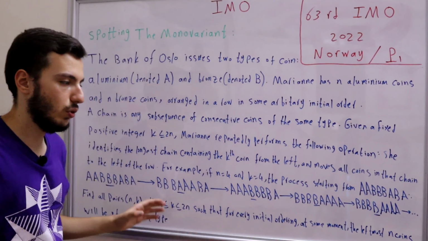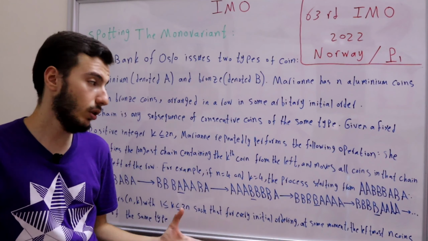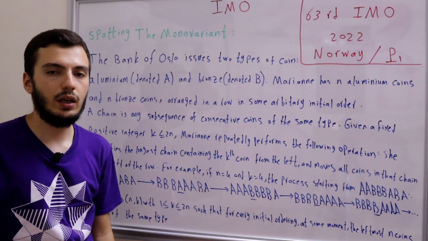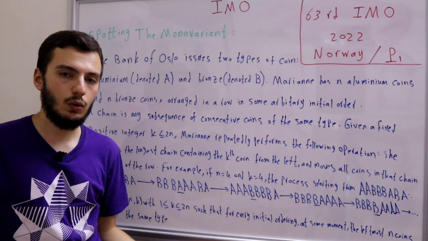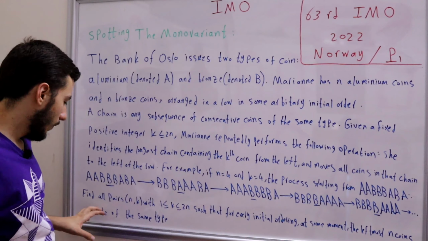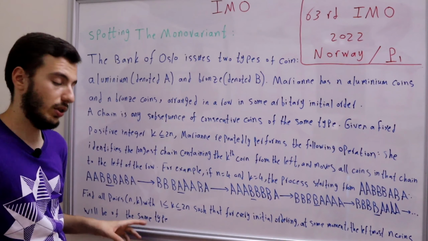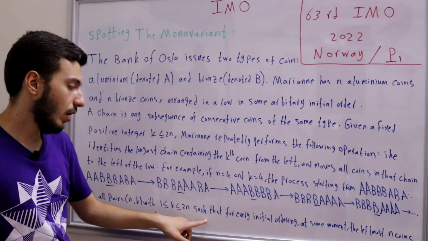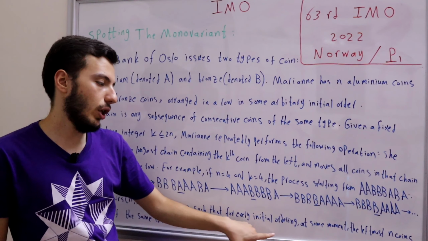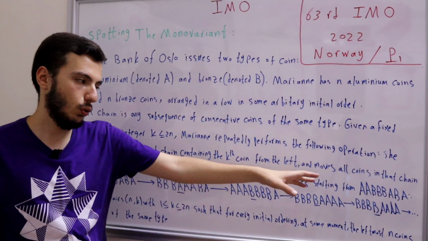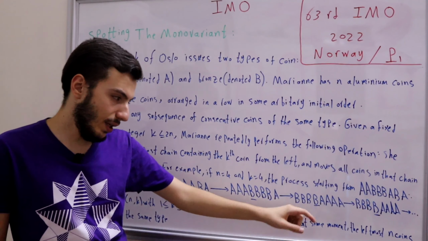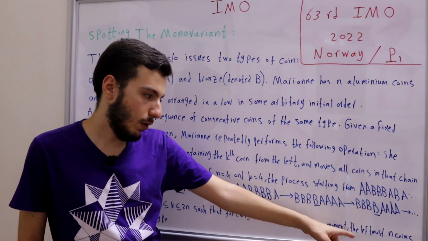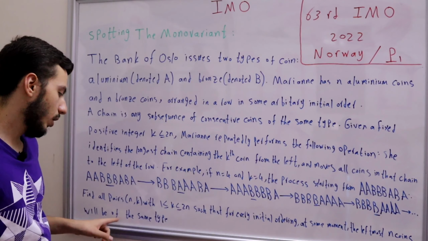Okay. So now we understand what the operation is, what n and k are, and now let's take a look at what we need to find or prove. Okay, so now we need to find all pairs (n, k) with k between 1 and 2n, so like an index, such that for every initial ordering, so no matter what order we have here, at some moment the leftmost n coins will be of the same type.